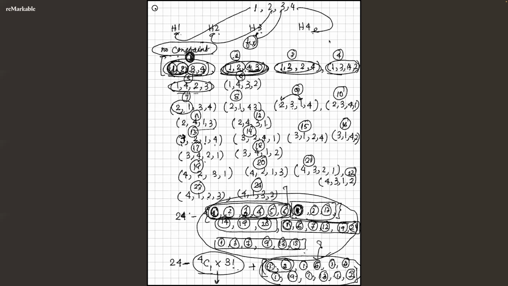Now say A and C are fixed, not A and B. If A and C are fixed, then you know that 1 and 3 are fixed, right? Now either it will be 2, 4 or it would be 4, 2. These 2 spots can be arranged among themselves.